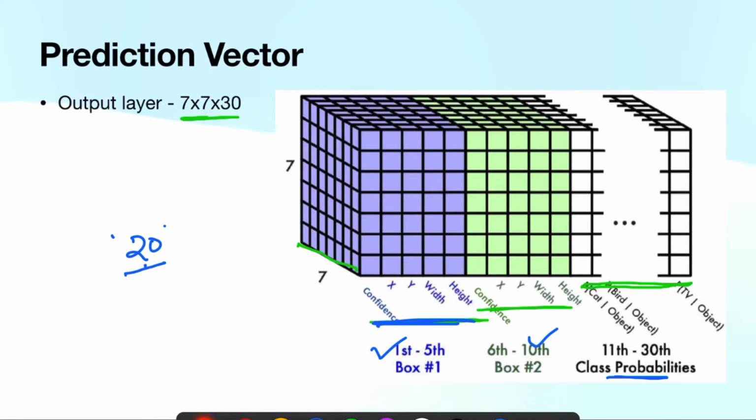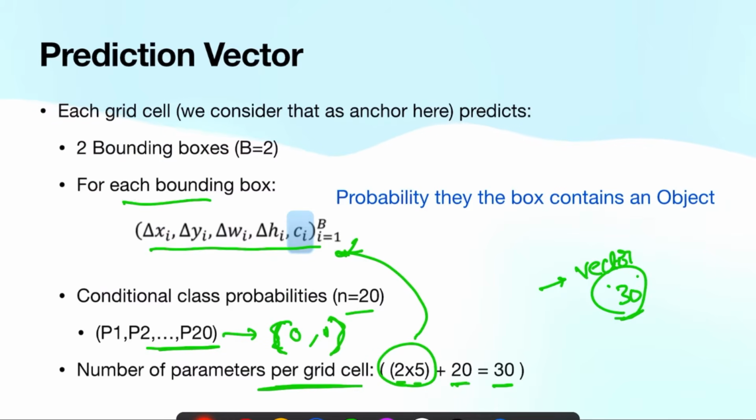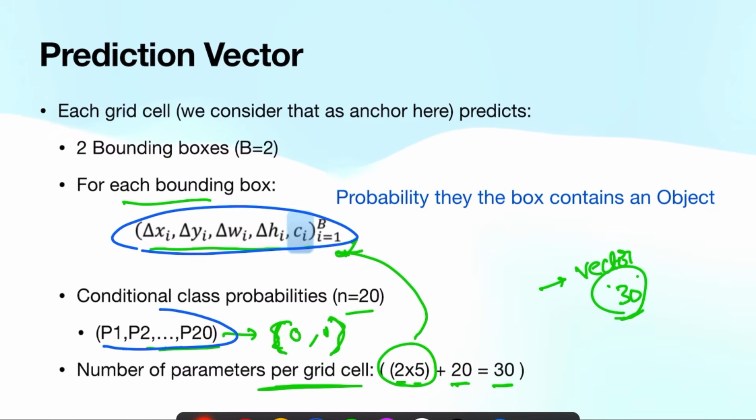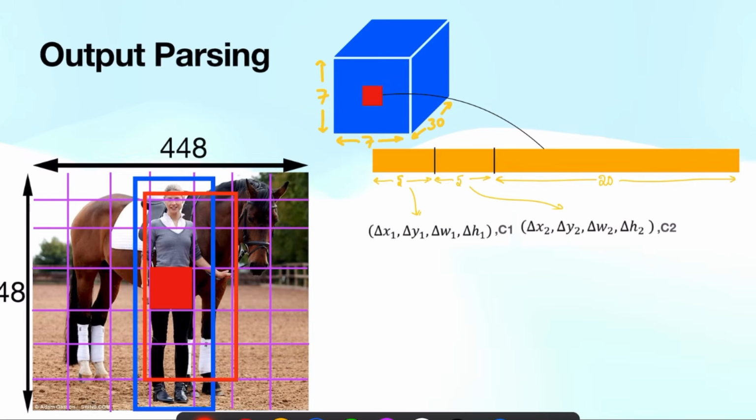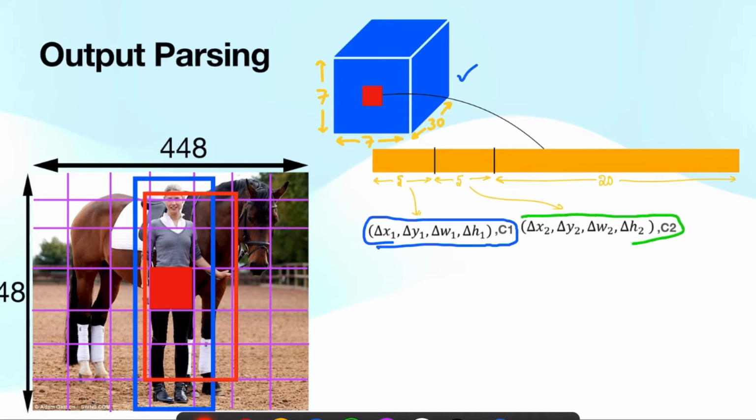Now we have got this prediction vector, right? These deltas we got and the probability scores we got. Now how do we parse these things? So I'm getting 7 by 7 by 30 here, and from that the first 5 are the deltas for one particular box, and the next 5 are deltas for the second box. Now these deltas we are having, but how do we use these deltas to get the actual vector?